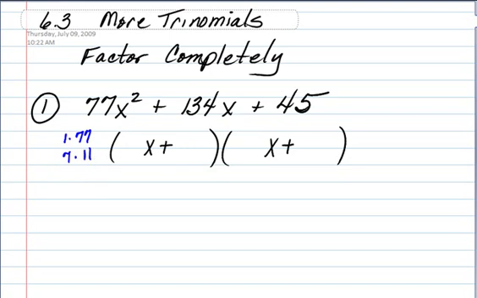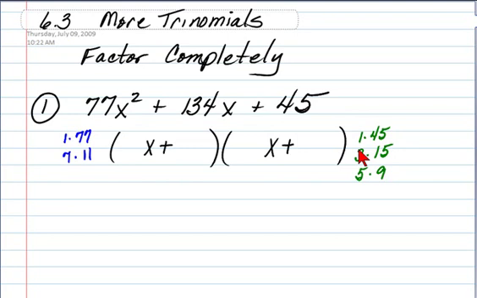Now I have to go to the other side and say, the last times the last has to give me 45. How many different ways can I get 45? Well, it could be 1 times 45. It could be, let's see, 2 doesn't go into it, but 3 does. 3 goes in there 15 times. 4 doesn't go into 45, but 5 does. 5 times 9, and I believe those are all my choices. So I'm going to color code this a little bit. My first, I'm going to do blue, and my last, I'm going to do green.